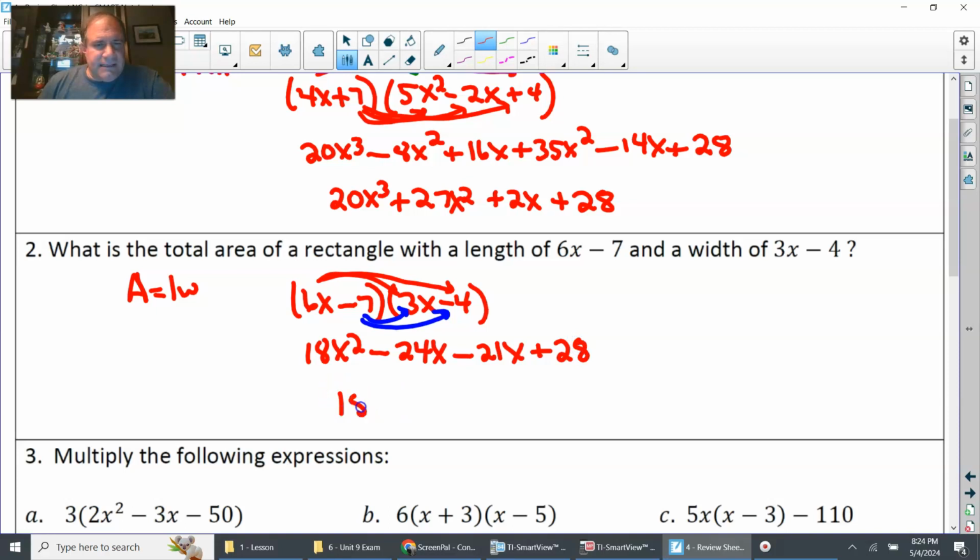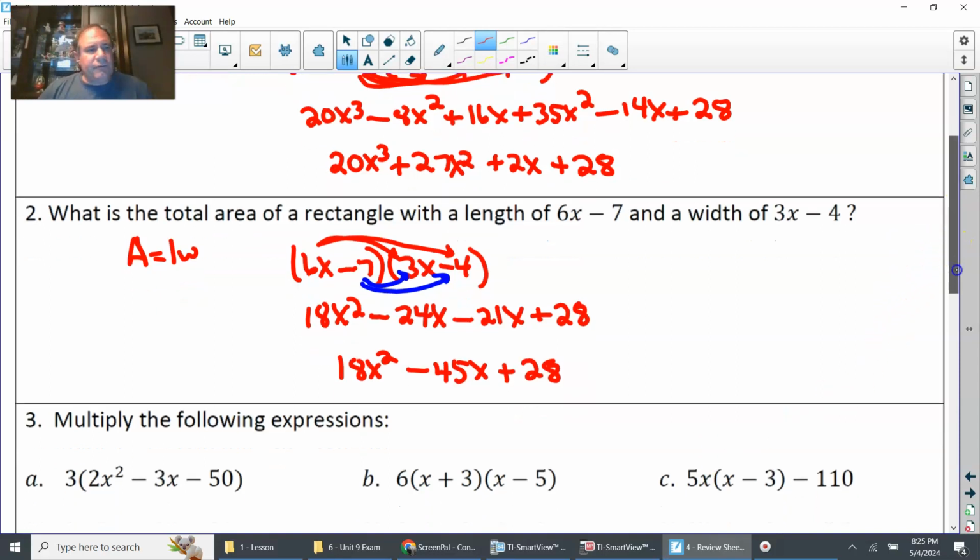So we have 18x squared. We're going to combine like terms in the middle. And then we have negative 45x and then plus 28. That is your final answer.